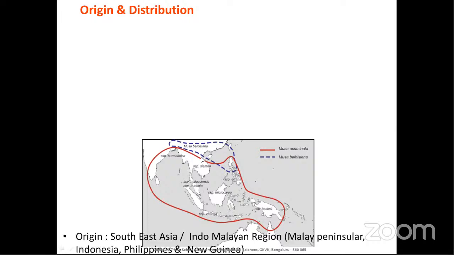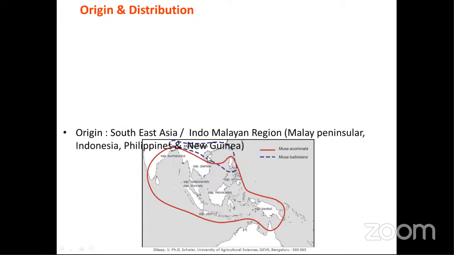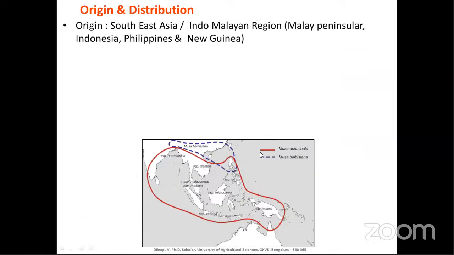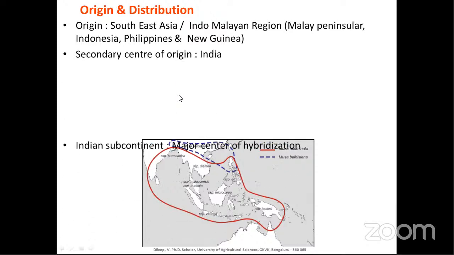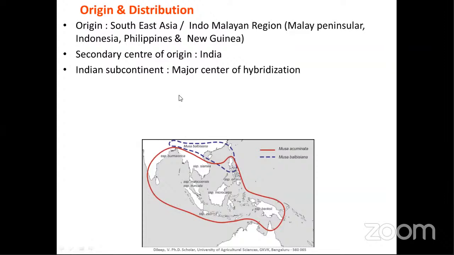So it has its origin in Southeast Asia or the Indo-Malayan region. That Malayan region implies the Malayan archipelago, the Malayan peninsula, including the Philippines and New Guinea. And the secondary center of origin is India. This is one of the things you have to remember. India is the secondary center of origin. And also the Indian subcontinent is the major center for hybridization.